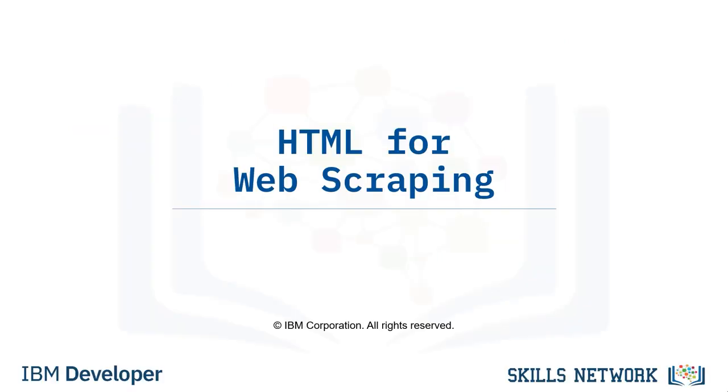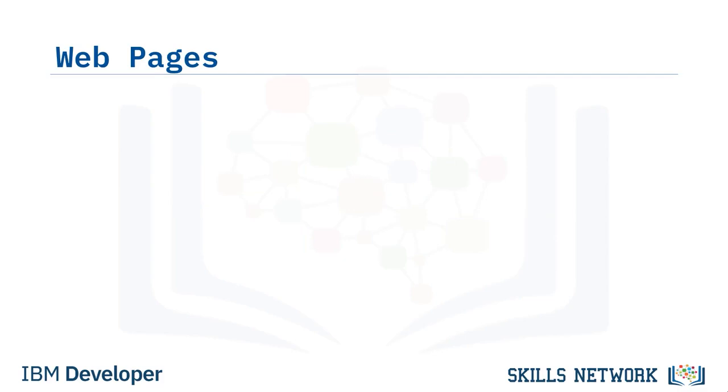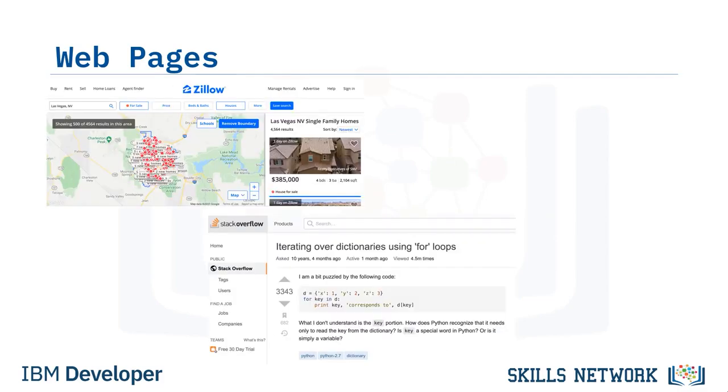In this video, we will review Hypertext Markup Language, or HTML, for web scraping. Lots of useful data is available on web pages, such as real estate prices and solutions to coding questions. The website Wikipedia is a repository of the world's information. If you have an understanding of HTML, you can use Python to extract this information.